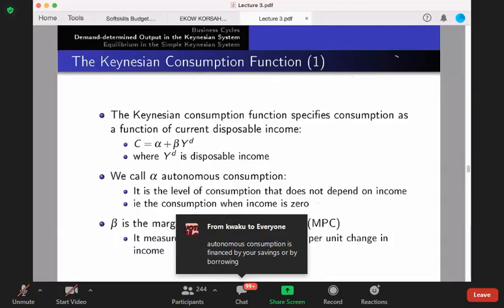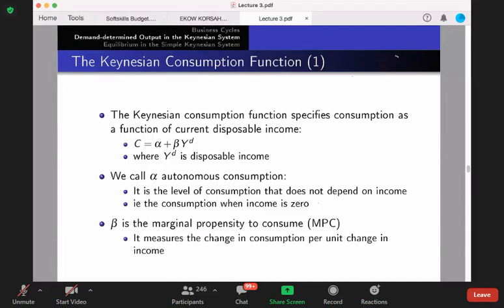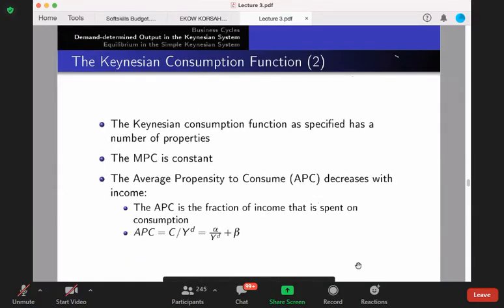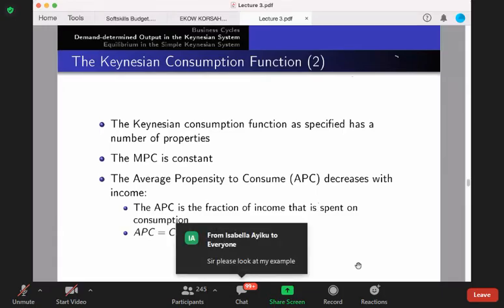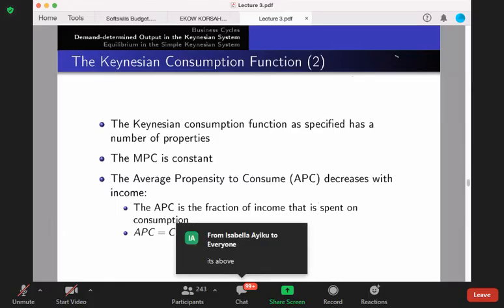No, Kweku, autonomous consumption is not financed. But your savings is also a form of income. So anything you don't spend your income on, but you kind of consume. All right. So it's difficult to give a specific example. So the Keynesian, Isabella, what is your example? Yes, Isabella. Okay, Florence, type it again. The messages are a lot, so I haven't seen it.